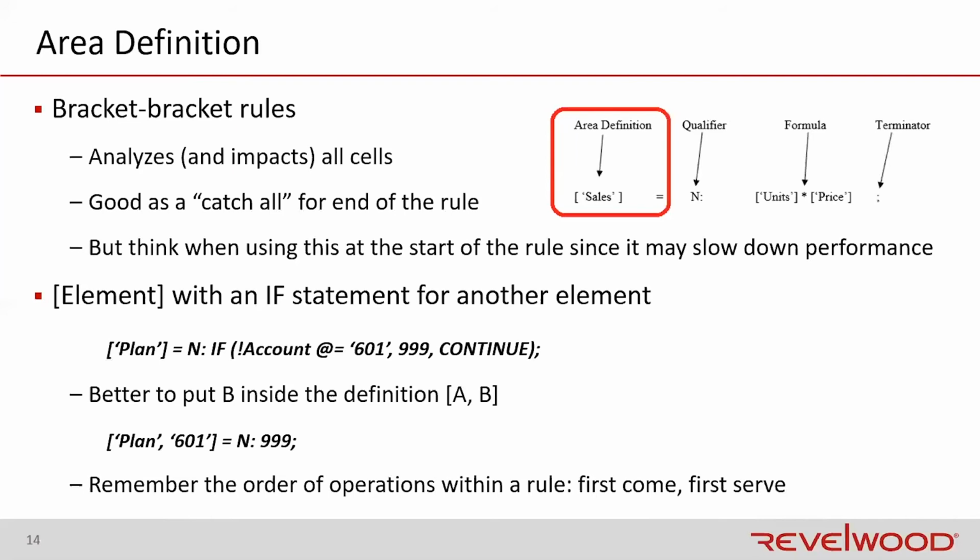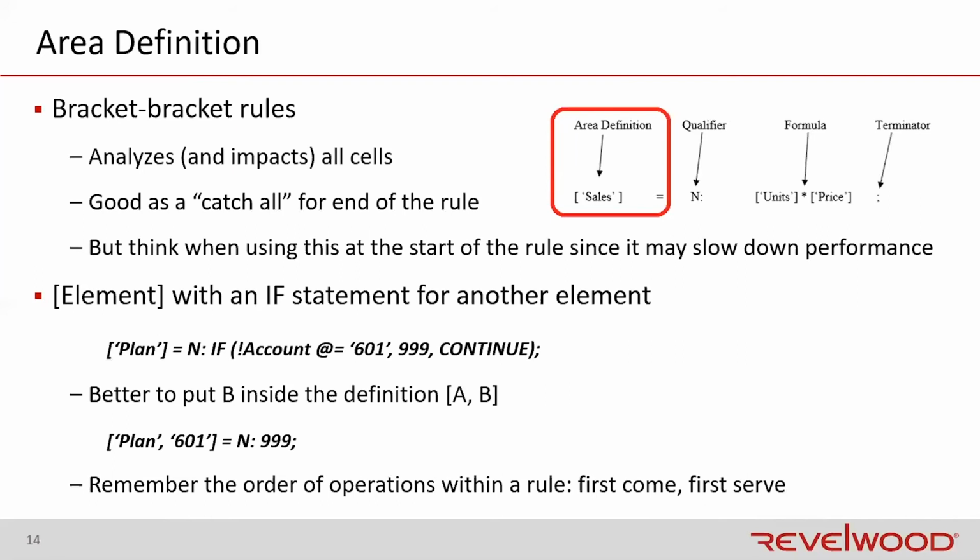Okay. If I had a rule, that particular rule on this screen says plan equals n colon. If the account is 601, do something. In this case, something means just put the value 999. Otherwise, continue. That if statement slows things down.